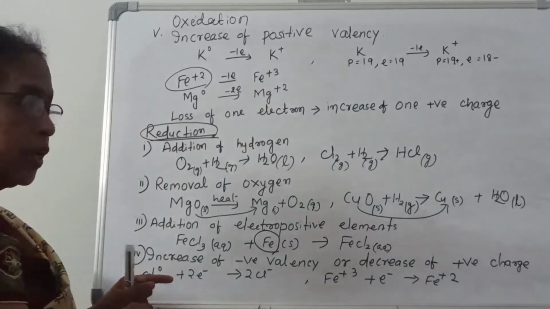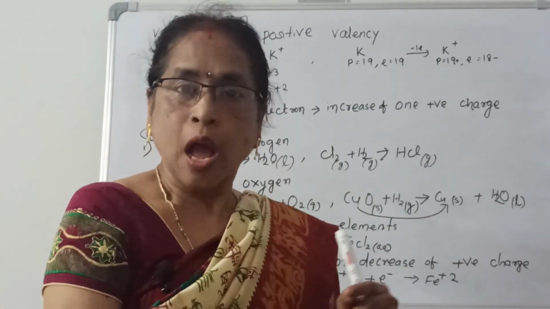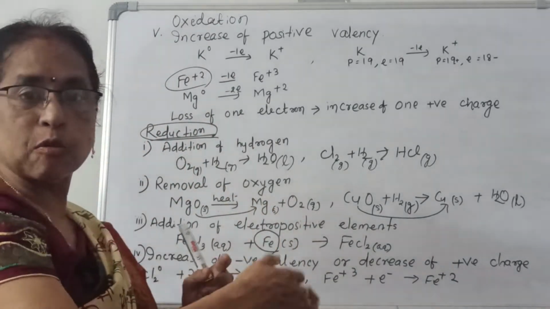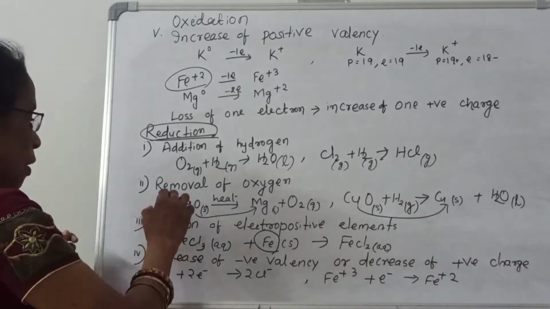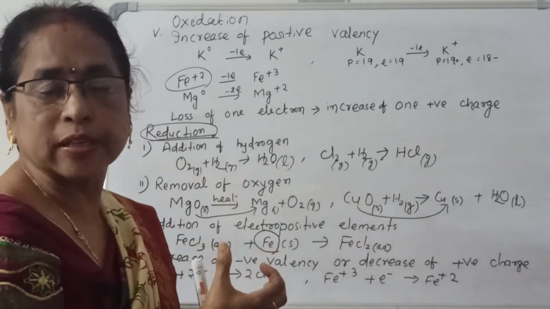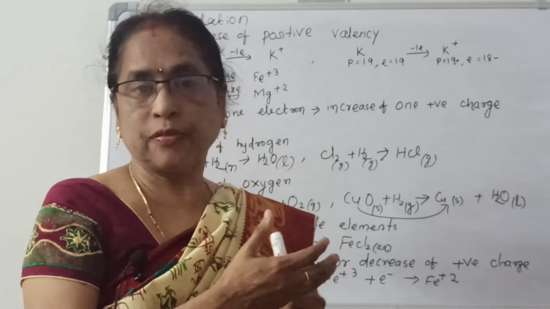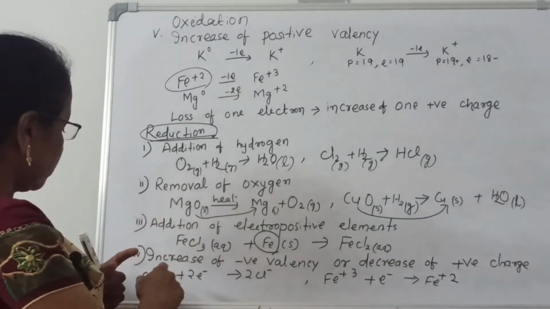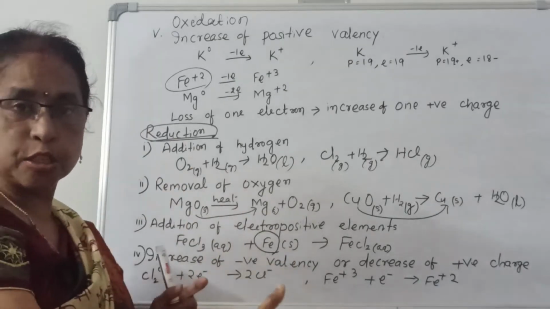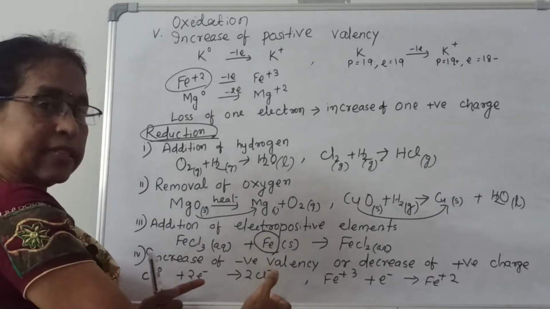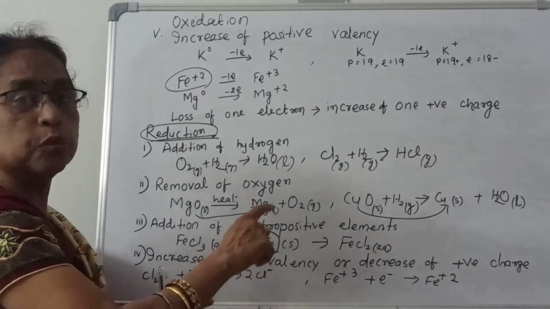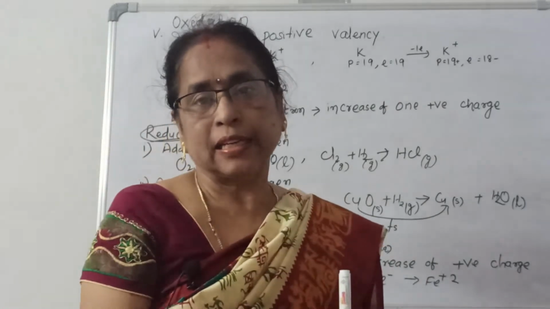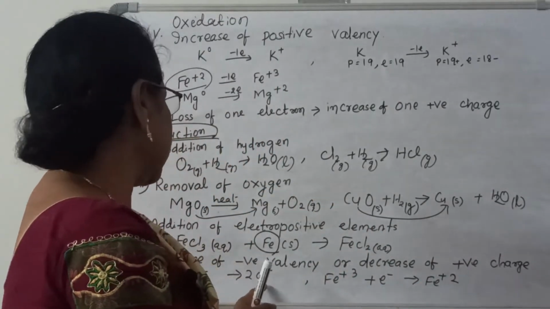Fe+3 changes to Fe+2, decrease of positive charge. Whenever you see chlorine having valency 0, after gaining an electron it changes to Cl-, it acquires negative charge. That is another very important point for reduction, the last definition. Here chlorine's charge is 0, valence is 0, and now it increases in negative valency from 0 to -1. That means increase of negative valency.